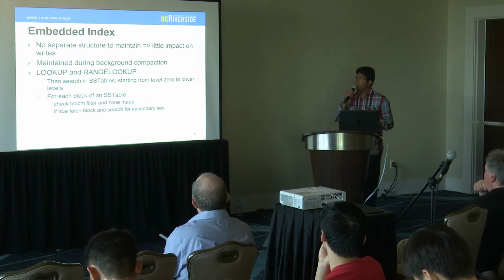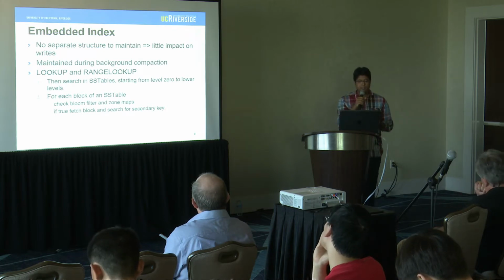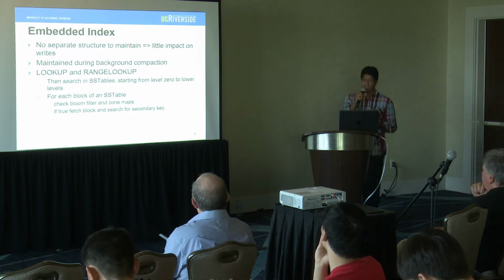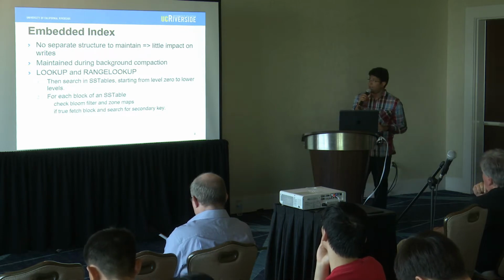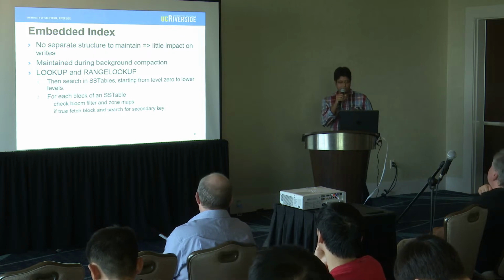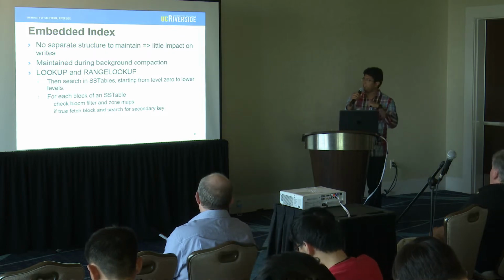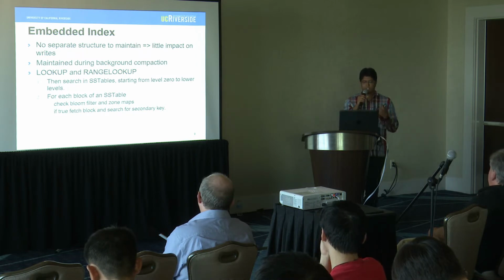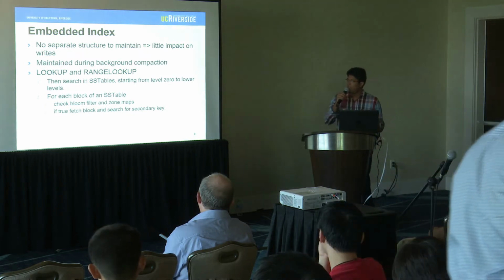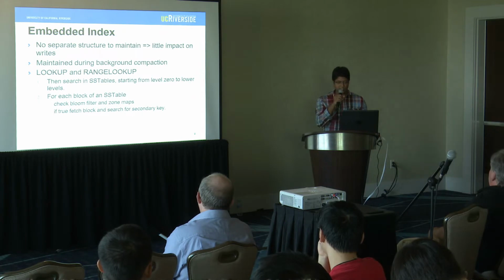Now, as there is no separate structure to maintain, there is very little impact on writes, and it is maintained during background compaction. For lookups and range lookups, it searches SS tables starting from level 0 to lower levels. For each block of an SS table, we check the Bloom filter and zone maps. If true, we fetch the block and search for the secondary key.